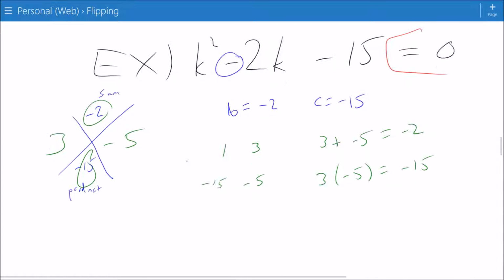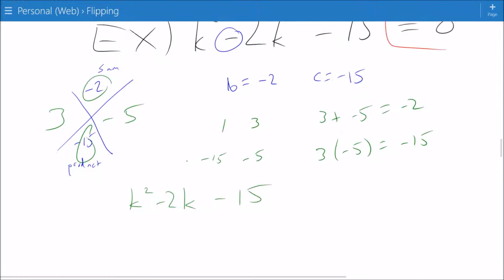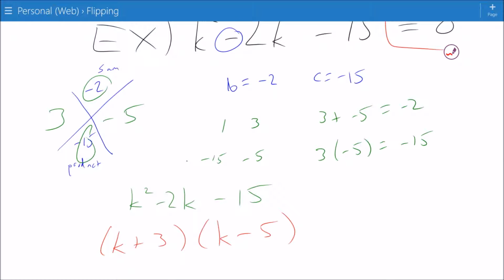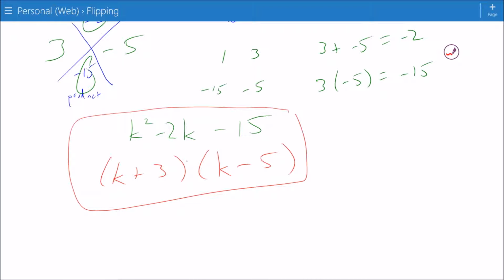What this becomes now is this. I can say that k squared minus 2k minus 15 can be factored out into, this is how I set it up. I'll put my k's in there. Put them in exactly as the values that you've got up here. So I have a positive 3, k plus 3. I've got a negative 5, k minus 5. So these two expressions are equal to each other.